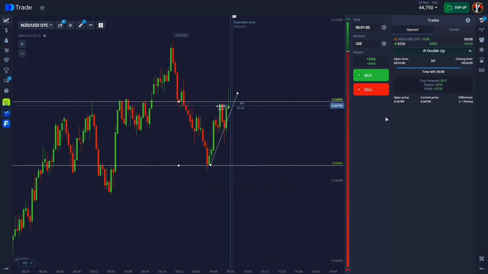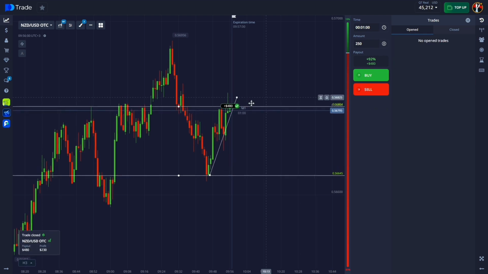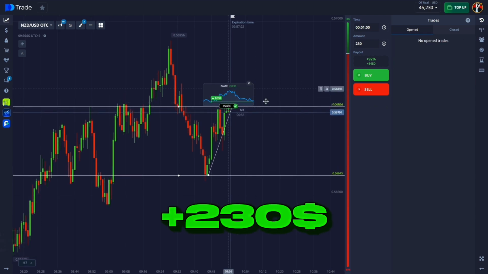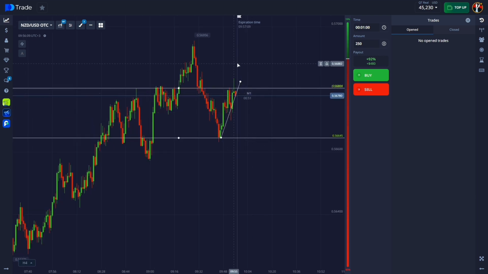10, 9, 8, 7, 6, 5, 4, 3, 2, and 1. And now, as you can clearly see right here on the screen, the trade has officially closed. We received $480. Everything is great. The chart really did continue moving upward and we got our profit. Here you go, a perfect solution for you.